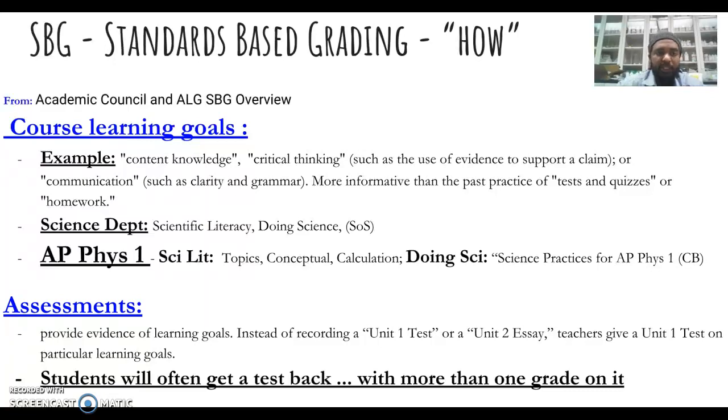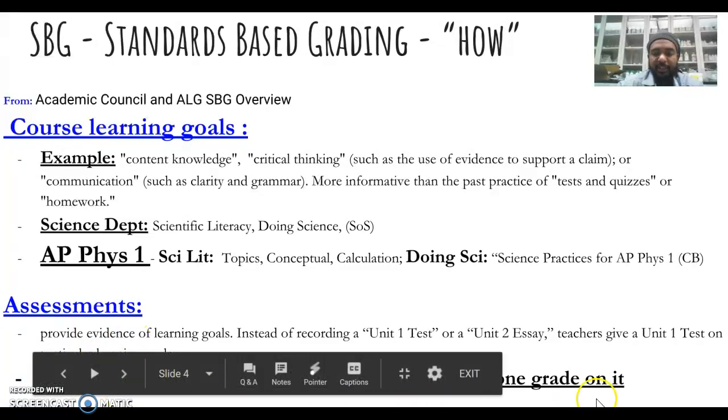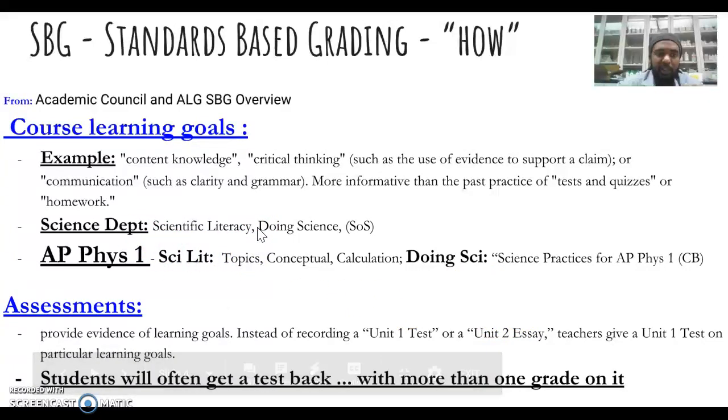How it's done is by specifying learning goals for a course, creating assessments with these goals in mind, and then reporting the performance by learning goal. What that means is that you're going to get tests with more than one grade on it. It's supposed to be more helpful because it specifies where you need to focus your efforts and where you've done well. So in the science department at Chadwick, our learning goals are these big categories of science literacy, doing science, and skills of a student.